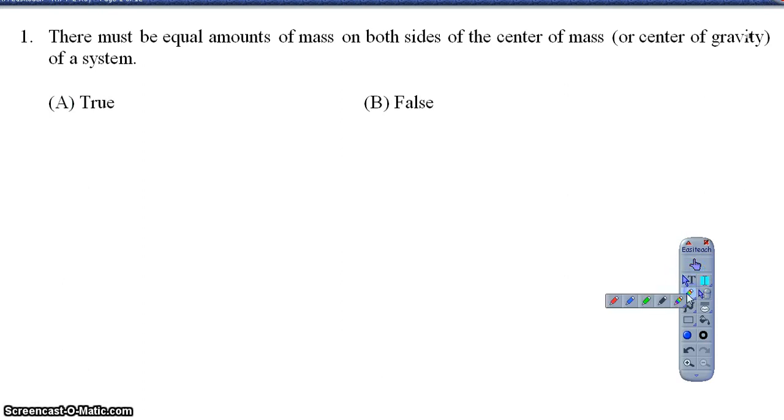Okay, so here's the first part of homework 7-2. We'll go ahead and just jump in with this. So, first question, there must be equal amounts of mass on both sides of the center of mass or the center of gravity of a system.